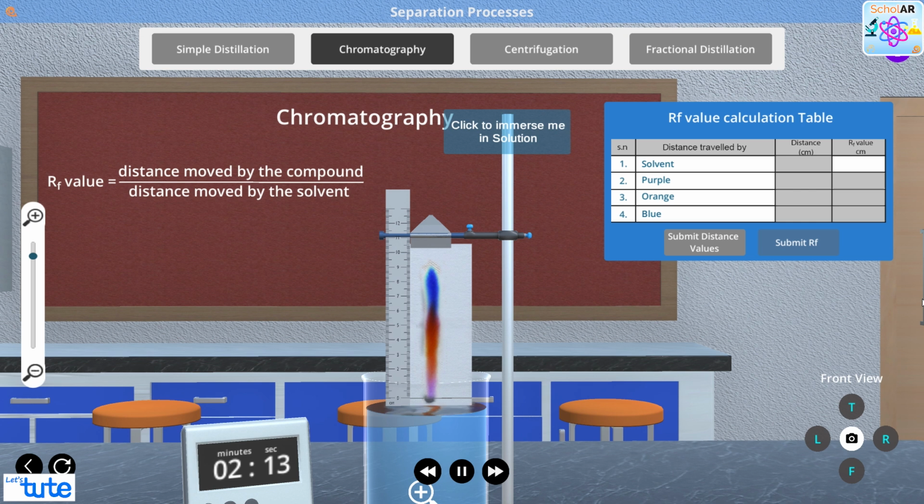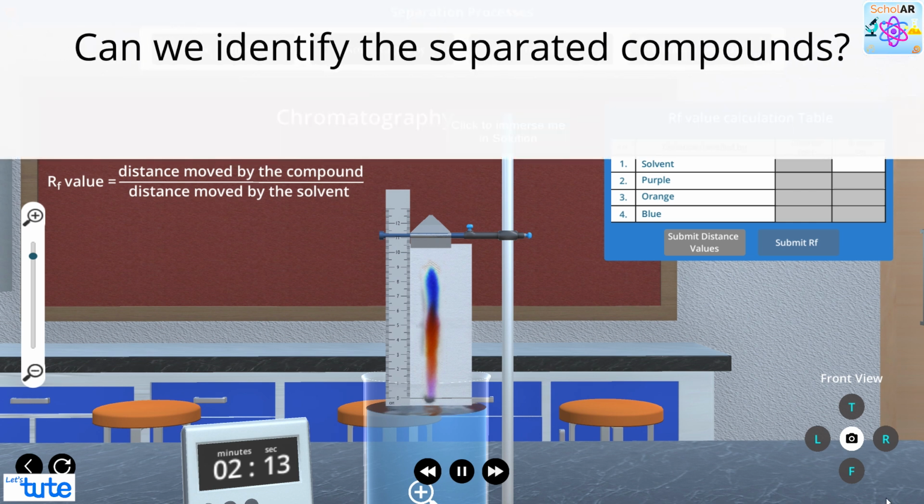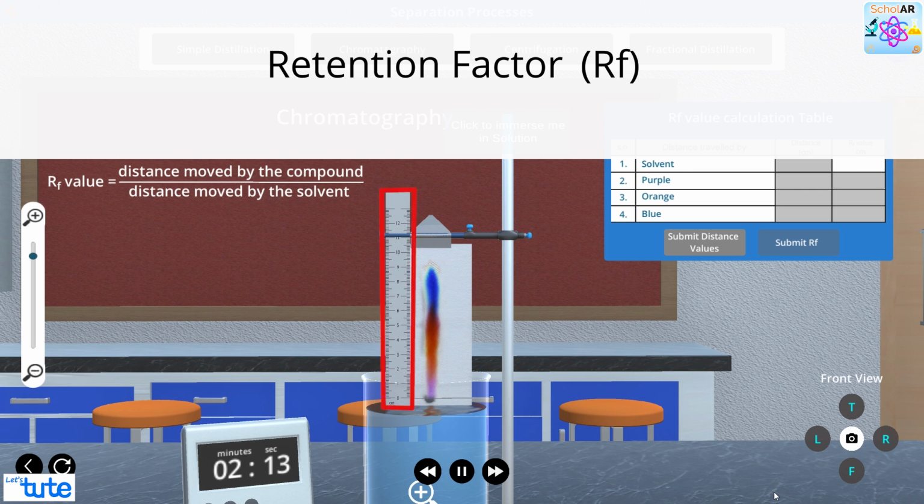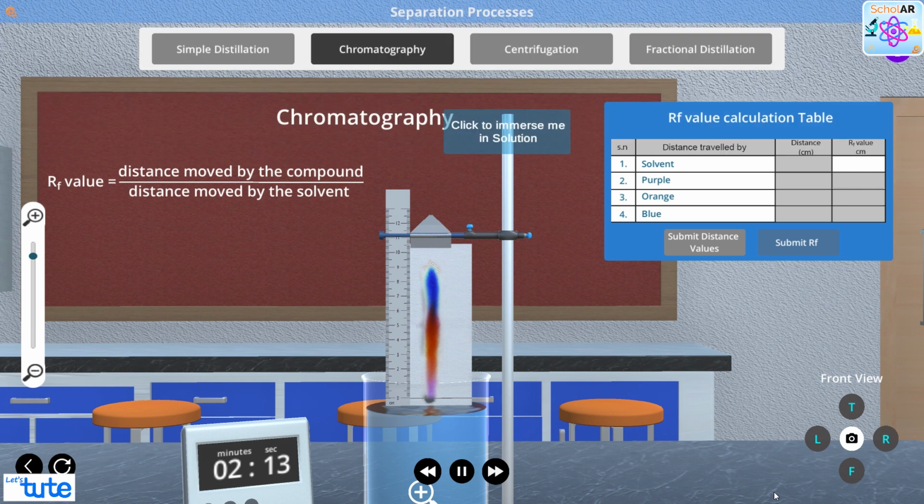Now, is this it? Or what do you think? Can we identify the compounds or dyes that we have separated? Yes, we can on the basis of the retention factor value, also called RF values, and this is the reason why we have a scale attached to the stand to measure these values. So what is this retention factor or RF? The retention factor RF is defined as the distance traveled by the compound, D1, divided by the distance traveled by the solvent or waterfront, that is D2.